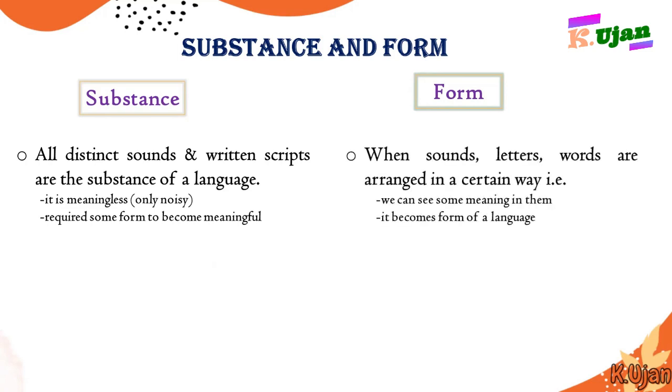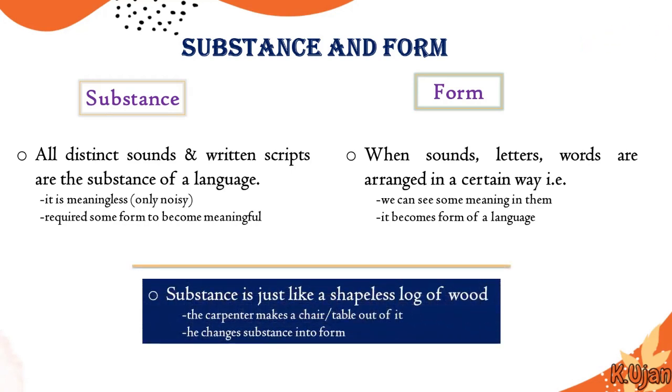On the other hand, when sounds, letters, words are arranged in a certain way, we can see some meaning in them. It becomes a form of a language. So obviously, when we arrange these letters and words into sentences, or letters into words, they take the shape of form, that is, they become meaningful, and that is certainly known as a language.